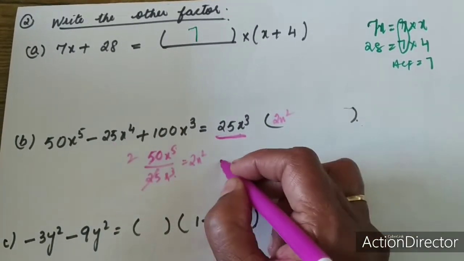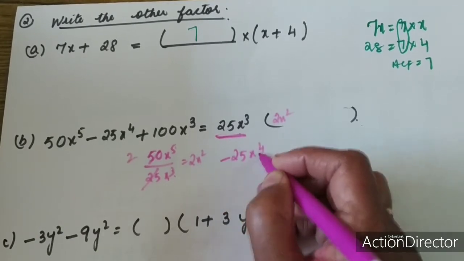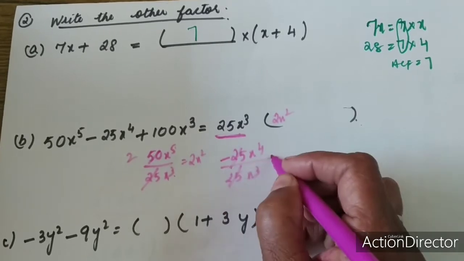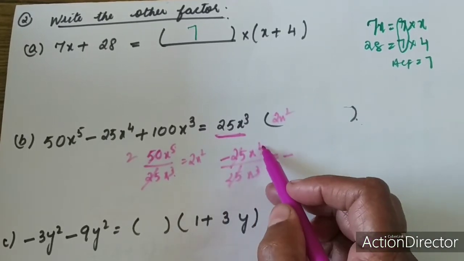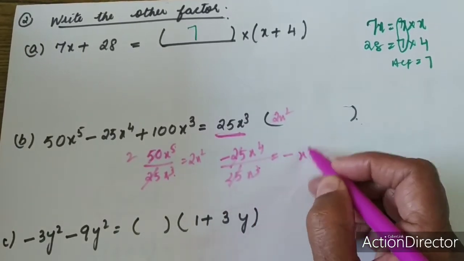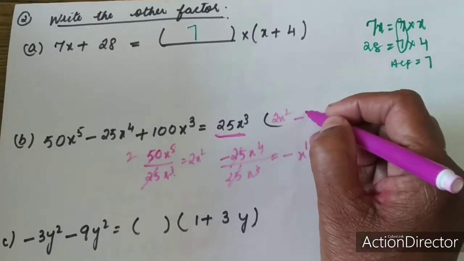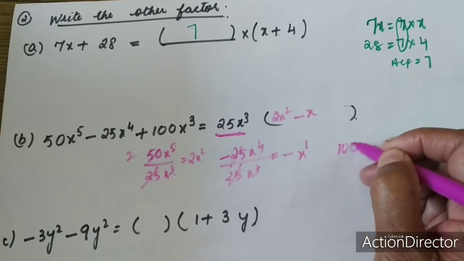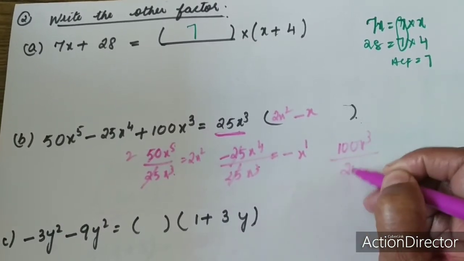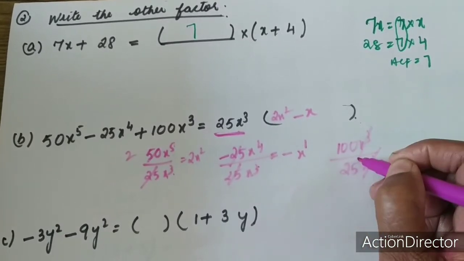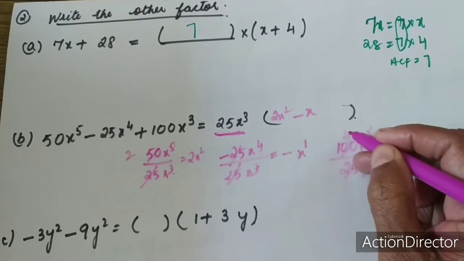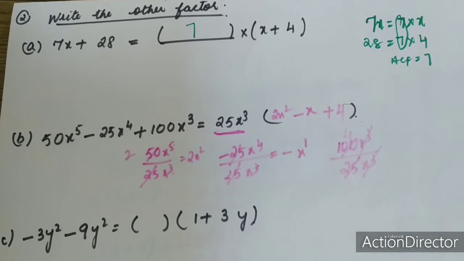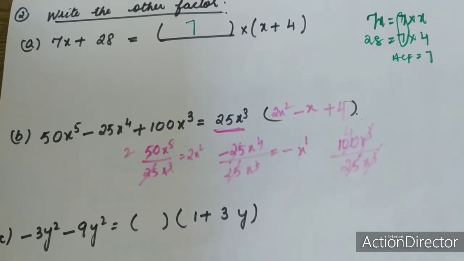Next, coming to the second term, minus 25x power 4 divided by 25x cube. 25 and 25 will get cancelled, and 4 minus 3 is 1. So x power 1, so it is minus x. Coming to the third term, 100x cube divided by 25x cube. x cube and x cube will get cancelled. 25 fours are 100, so it is plus 4. If you divide carefully, it will be very easy.